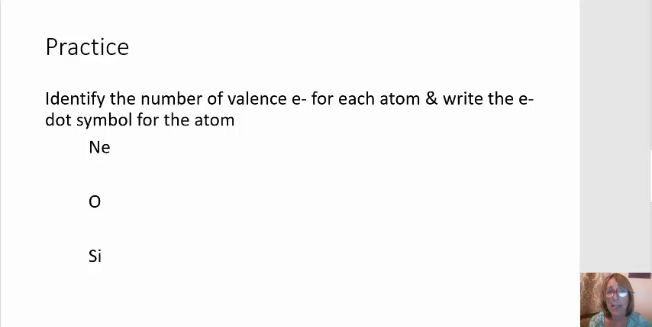So we're going to practice identifying the number of valence electrons for these 3 atoms, and then we're going to look at a model that's used to illustrate the valence electrons, known as a dot symbol or a dot structure, electron dot symbol or electron dot structure. So pause the video and see if you can determine the number of valence electrons for these 3 main group elements, neon, oxygen, and silicon.